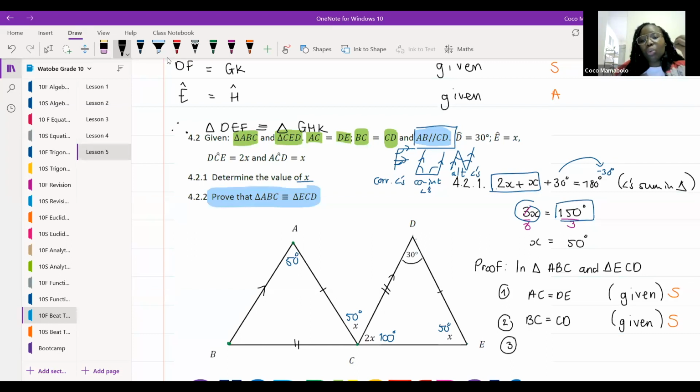Okay, think about what we know about these triangles. What else do we know, guys? Look inside both of the triangles. What do they have in common? Yes, good. E is X, right? So what do we know?